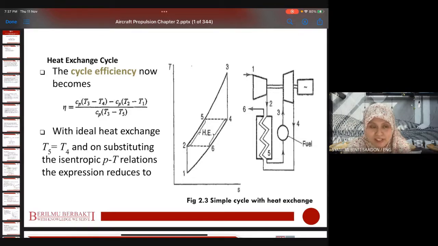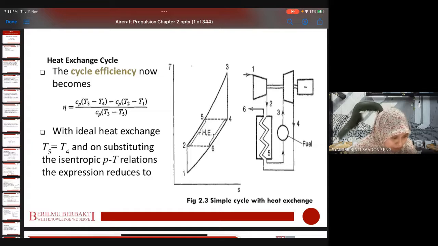So that's why we call this heat exchanger a regenerator. We regenerate the heat in the fluid. Sometimes we also use the term preheater, because we preheat the working fluid, the air, from 2 to 5 before it enters the combustion chamber. So sometimes you call it a preheater or regenerator.